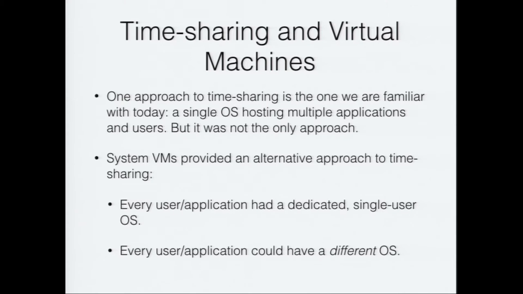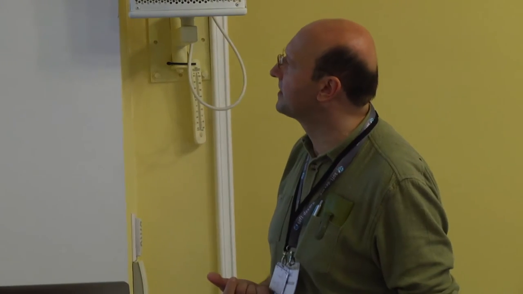Now, a funny thing happened around this time, which is one approach to building operating systems that was designed is the one that we're familiar with today. You boot the machine, it has a single operating system, and the OS virtualizes the hardware so that each user, each application, gets to see an abstraction that looks like a machine, but is actually only a slice of the machine, either a slice in time or a slice in space.